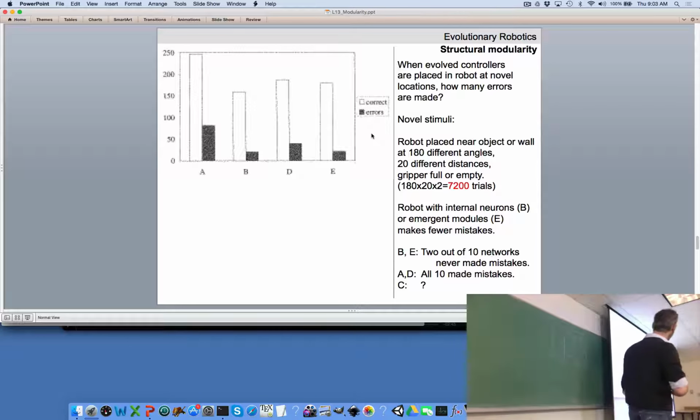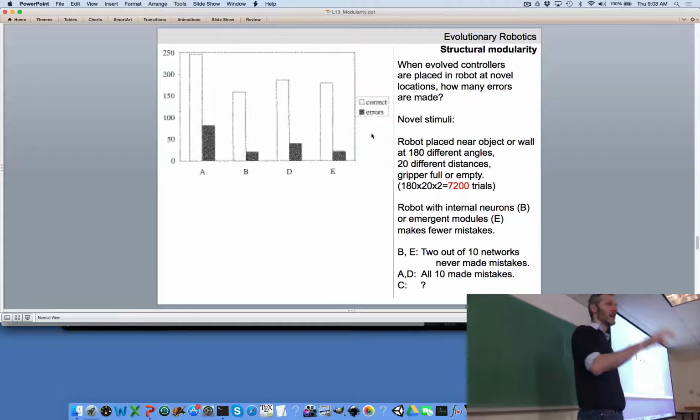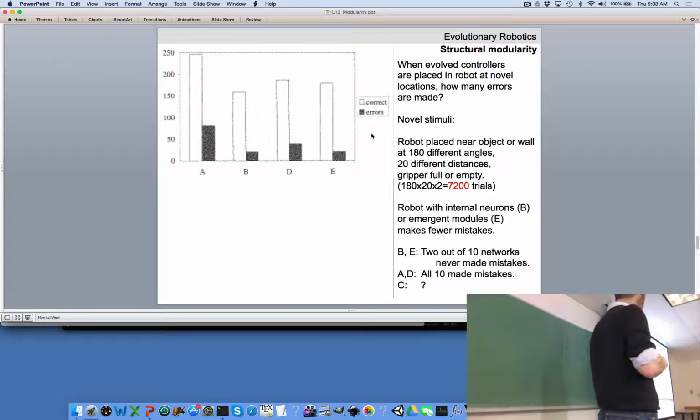So I apologize for my math here. It should be 180 angles times 20 different distances times these two cases. So they're going to reevaluate the evolved neural network 7,200 times and see in each of those 7,200 trials, does the robot do the right thing or not?